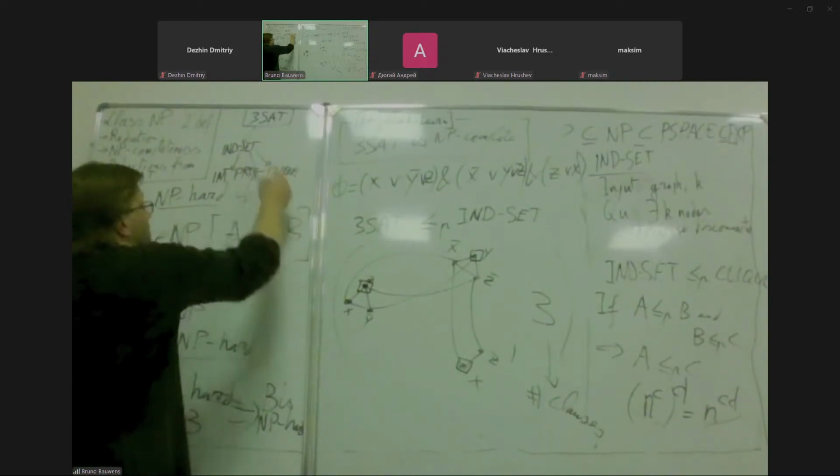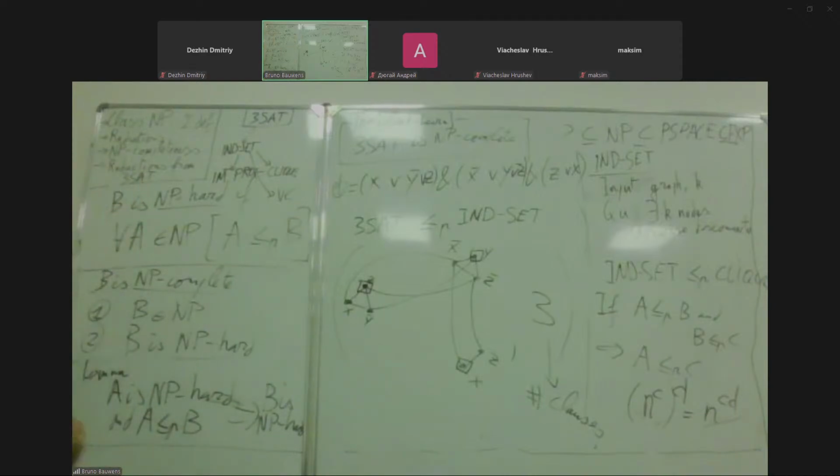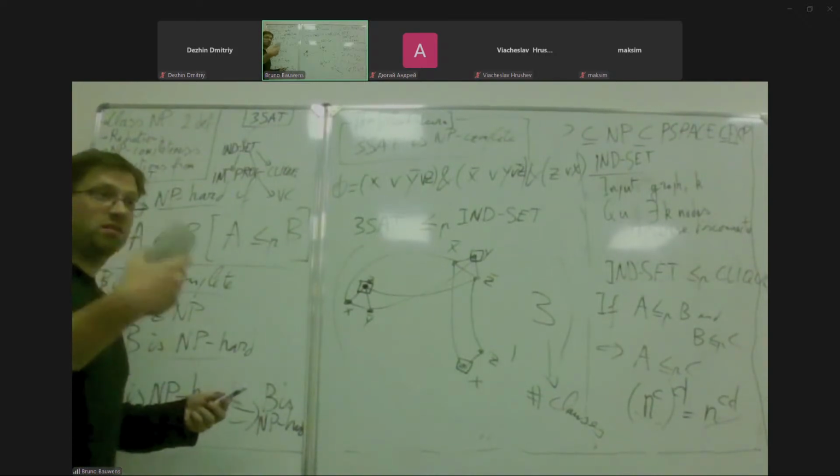And now we will prove that vertex cover is NP complete. So given a graph and a number k, can you find at most k nodes so that every edge has an endpoint among these k nodes? So every edge touches a selected node.